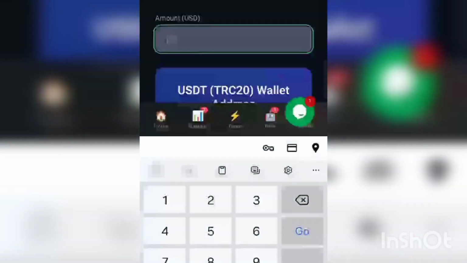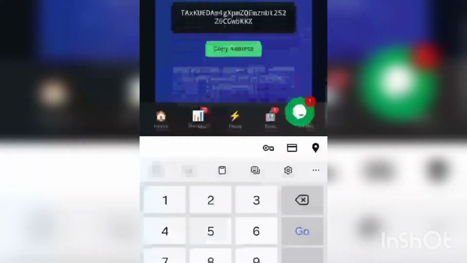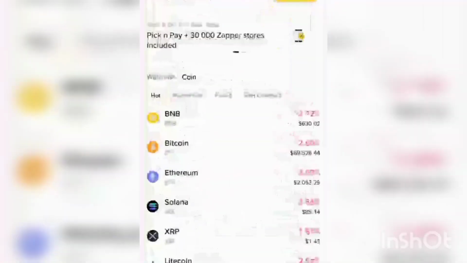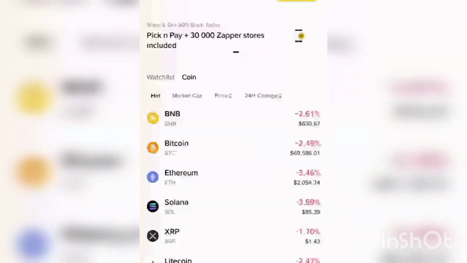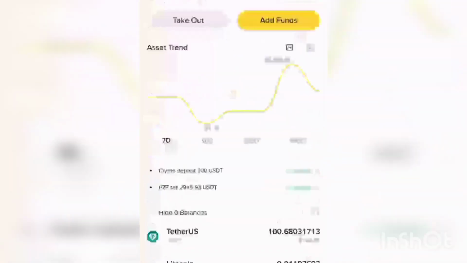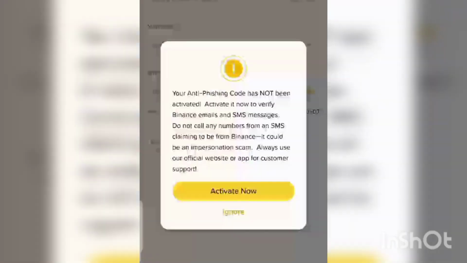Okay, so since I've selected USDT, I'm going to be inputting 99 USDT, since I have 101 USDT, and as you can see, I've copied my USDT TRC20 address. So let's head back to my Binance. You can use Bybit, KuCoin, Gate.io, MEXC, any exchange that you like, to fund. The next thing I'm gonna do is click withdraw, then paste my address.